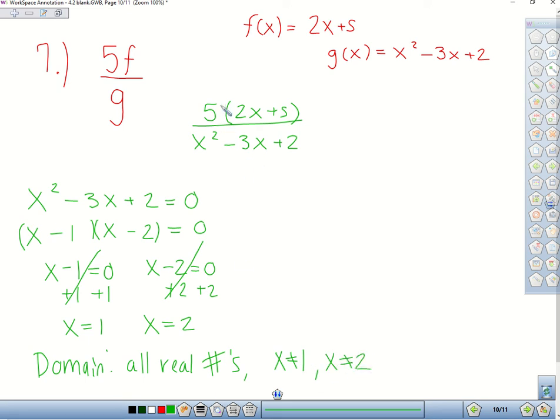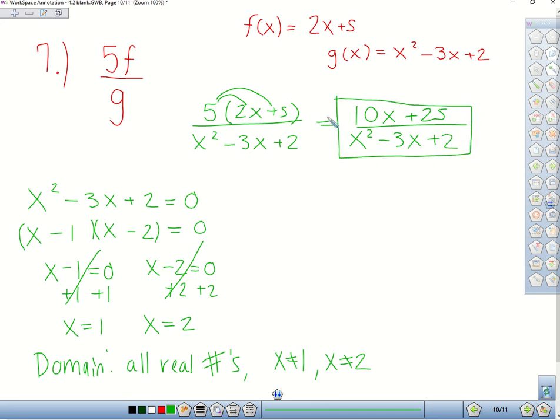And then from here, all you have to do to simplify this, you can just distribute the numerator. And that gives you 10x plus 25 over x squared minus 3x plus 2. And that's all you can really do with it. Can't do anything else, can't cancel anything out.